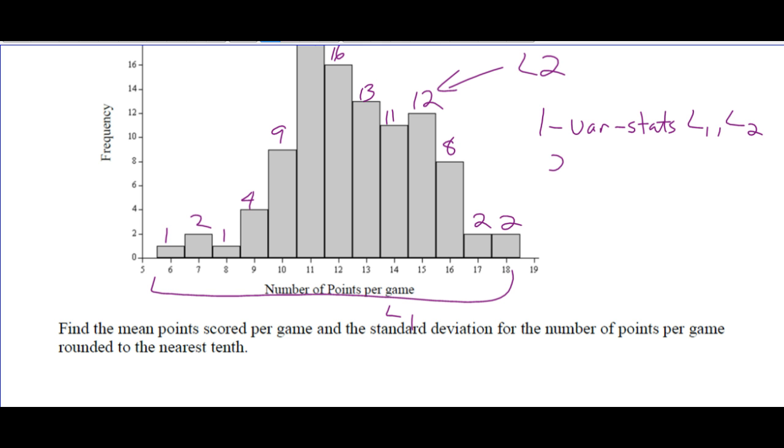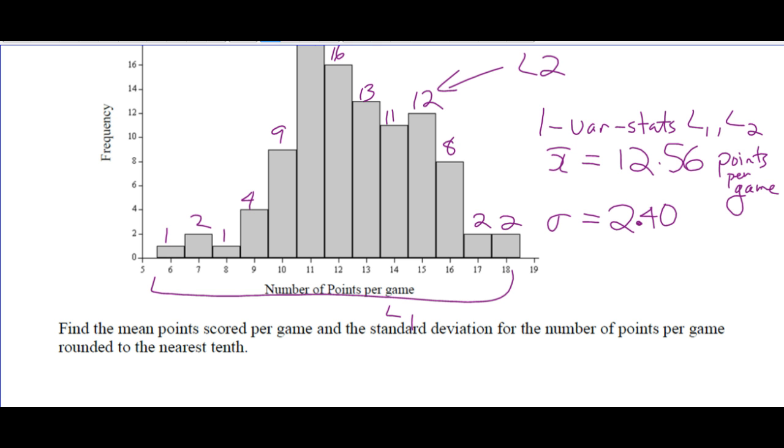Okay, so what's the mean? To 2 decimals. What do you got? 12.56. 12.56 what? Points per game, right? So on average, 12.56 points per game, PPG. And the standard deviation, okay? We use that sigma, or the best approximation of a sigma that you can make. And what is that? 2.40. It's also in points per game.